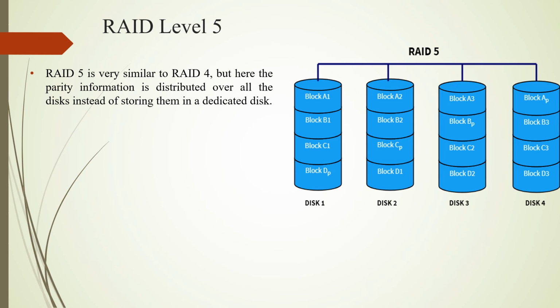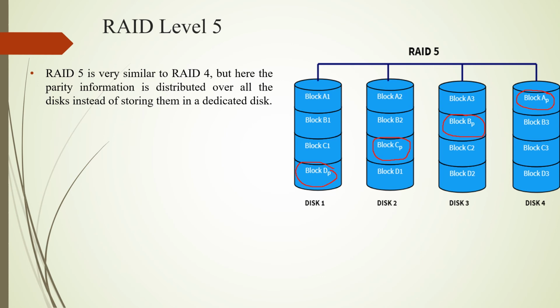This is the block A1, B1, C1, but also there is parity information related to the block D. This block DP consists of parity information related to block D1, D2 and D3. Here in disk 2, you can make out the parity block CP, which is the parity information of blocks C1, C2 and C3, which are distributed over other disks. Block BP gives the information about the parity of B1, B2 and B3. Similarly, block AP of disk 4 gives the information about the parity of blocks A1, A2 and A3.